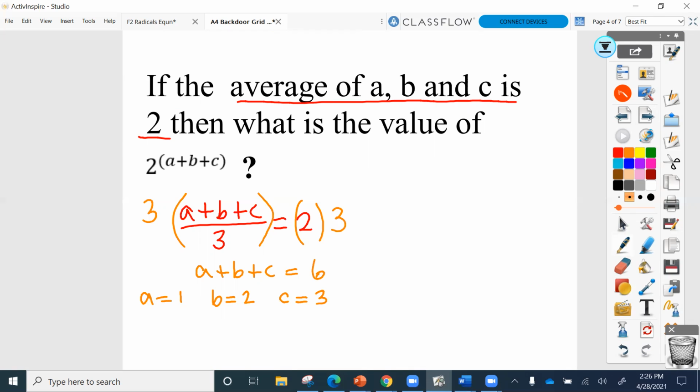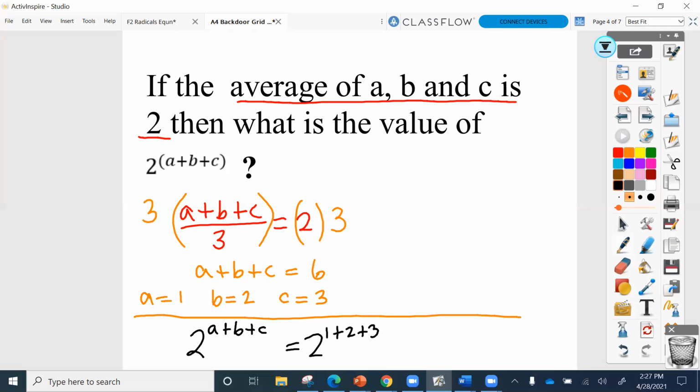So now that we have our values, we can plug them into the question they're asking us, right? The question they're asking is what's 2 to the A plus B plus C power? Well, that's going to be 2 to the 1 plus 2 plus 3 power, which is equal to 2 to the 6th power. You put that in your calculator, 2 to the 6th power is equal to 64. Now again, those numbers that I chose are not the only ones that would work, right? Any three numbers whose average is equal to 2 would work.